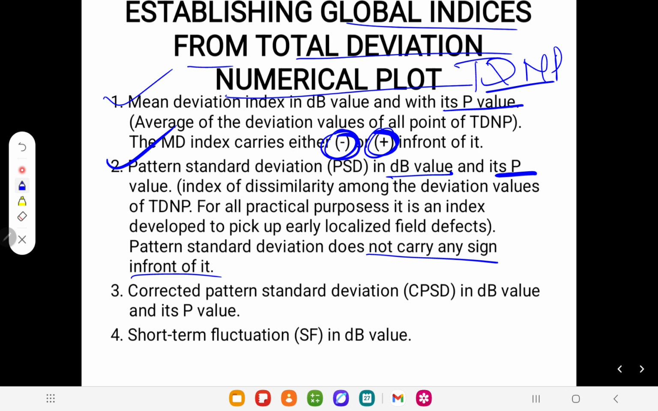If there is no p-value at the back of mean deviation and pattern standard deviation, then you don't have to think anything. It's normal. Just leave it and move forward. So the two things which are not that important are mean deviation and pattern standard deviation. We don't always go for them, but yes, they are definitely important. Then there is corrected pattern standard deviation. Basically what it corrects is short-term fluctuation. So there are two things: corrected pattern standard deviation, that is, pattern standard deviation corrected for short-term fluctuation, which is also a decibel value with its p-value, and short-term fluctuation, which has a decibel value. Okay.